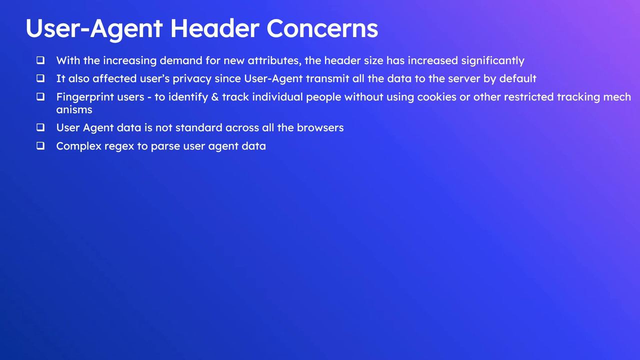Let us see some of the concerns around this user agent header. The header size has increased due to the demand for multiple new attributes. This impacts the user's privacy since the data is sent to the web servers by default. The proxies use this data along with other details, for example IP address, to fingerprint the users. Also the user agent data is not standard across all the browsers. Some browsers send different data.